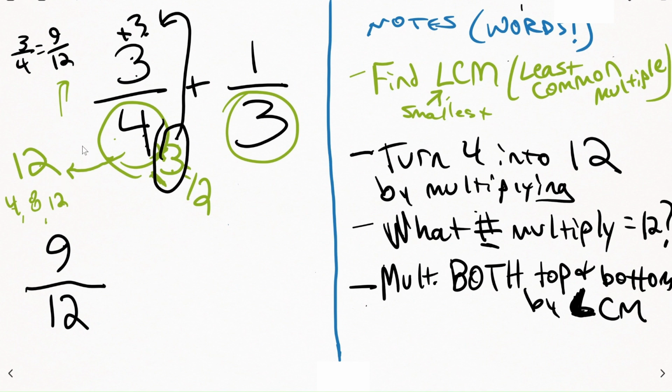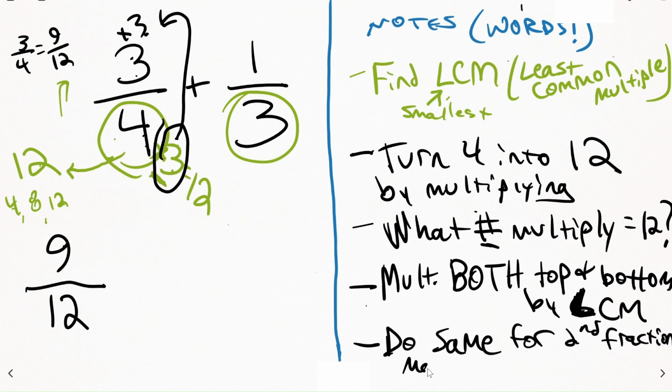So we're halfway there. Now we need to repeat with the other number, do the same for the second fraction, make the bottom numbers the same. So now we have to turn this 3 into 12. So how do we turn 3 into 12? What do we multiply it by? Well, we can multiply it by 4. So 3 times 4 equals 12.